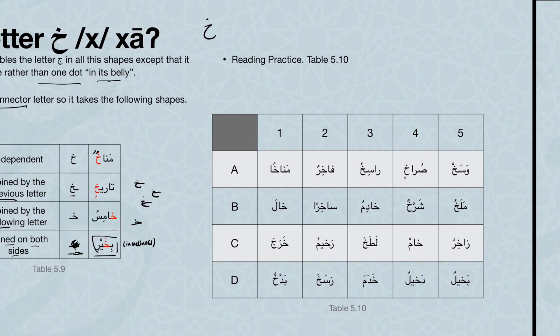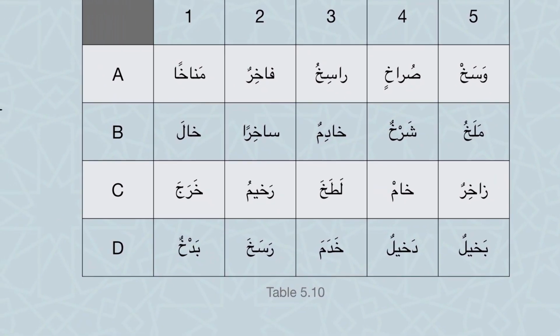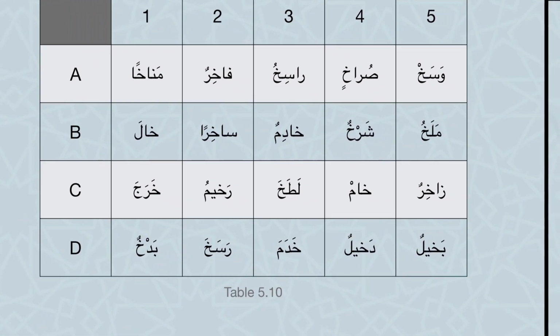Anyone want to take row C? Maya, yes, and Blackout. So Maya, you taking C, and Blackout, you're taking row D. C1, please. ممتاز. رخيم, ممتاز. لطخ. لطخ, ممتاز. خام, and last one. زاخر, ممتاز. Very good. Thank you, Maya.